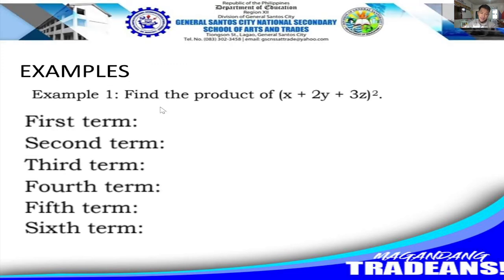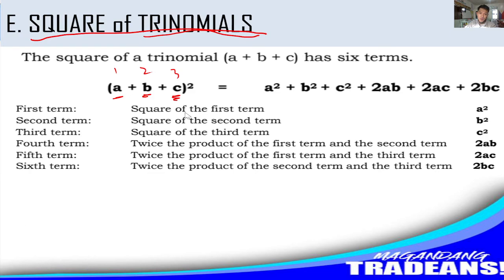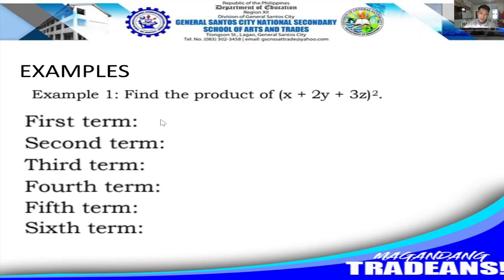What is our first term? Again, sabi po dito, square daw ang A, B, and C. So, we have the given x plus 2y plus 3z. This is our A, this is our B, this is our C. Square daw ang A, that is the first term, x squared. Square naman ang B for the second term.